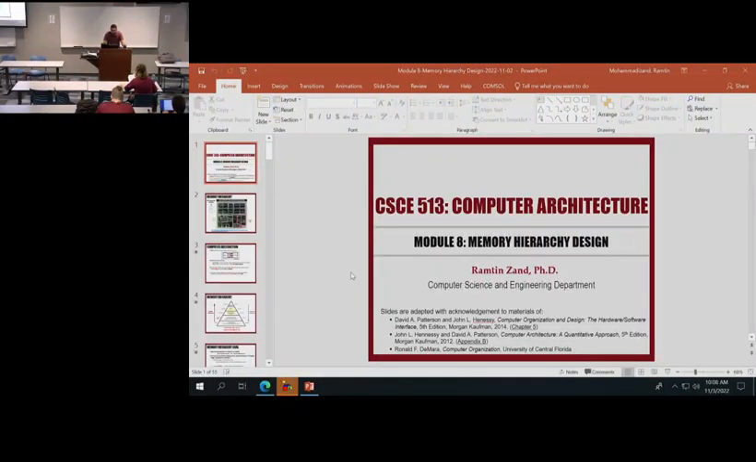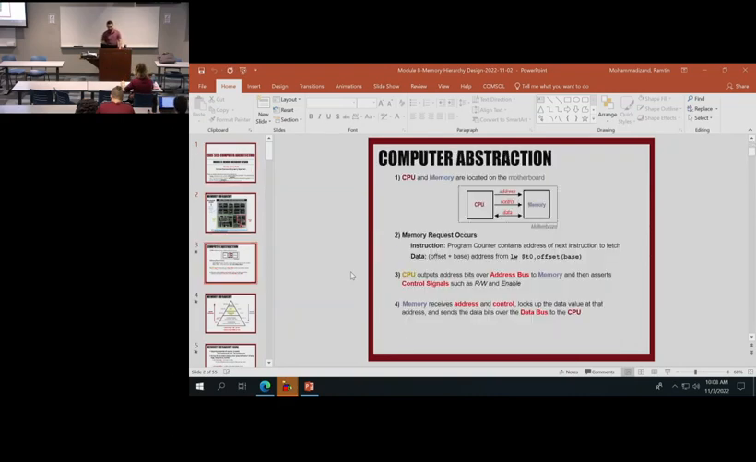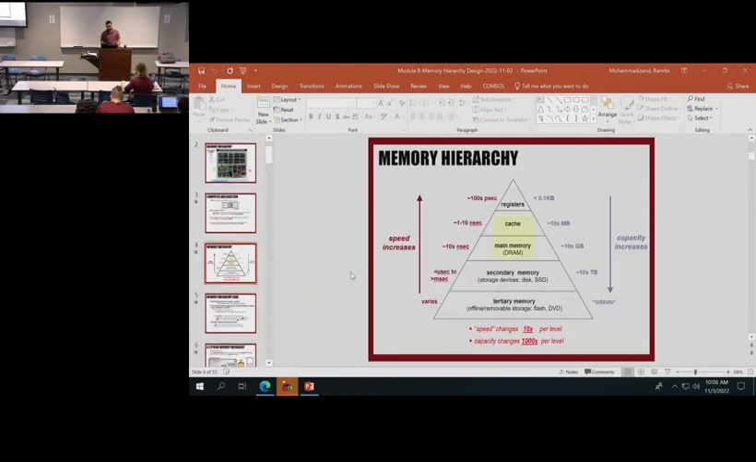We started module 8 last session. We covered the basics of the memory hierarchy and why we need it. We talked about the trade-offs, of course, and the location. We talked about the memory hierarchy. It's closer to the processor, and it has a different technology.